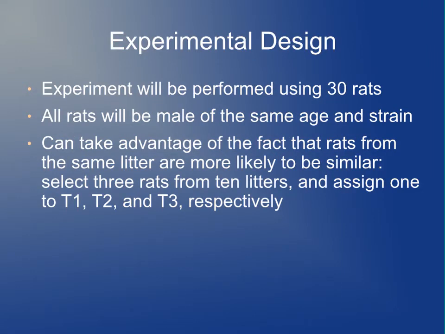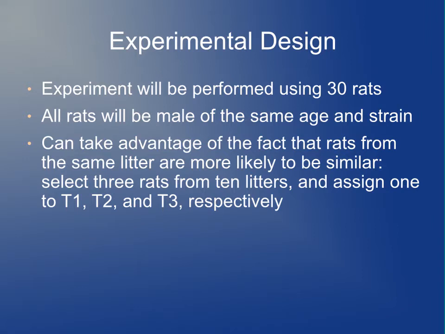So say you have 30 rats for this experiment, and the first thing you do is try to control for obvious confounding variables like the gender of the rat. Male rats tend to be larger, and so you want them all to be male of exactly the same age and coming from the same strain. But even within the strain, there are certain variations, so you can use blocking to take advantage of the fact that rats within the same litter are likely to be similar.